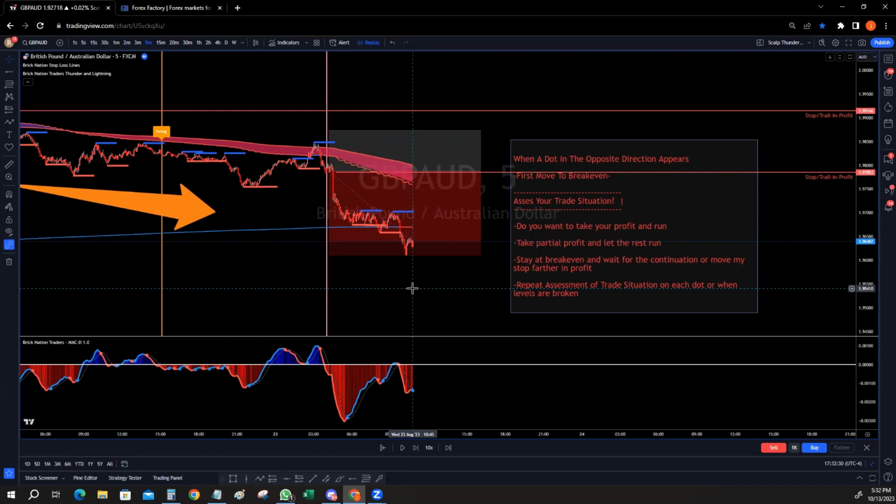We get the alert on our Discord. We go ahead and check the chart. We tag it, and then we go back to setting more alerts. No reason to stare at the charts. The alert's going to tell us when something's happened.